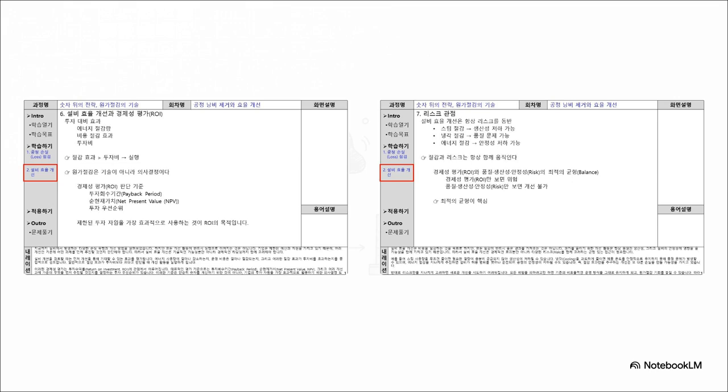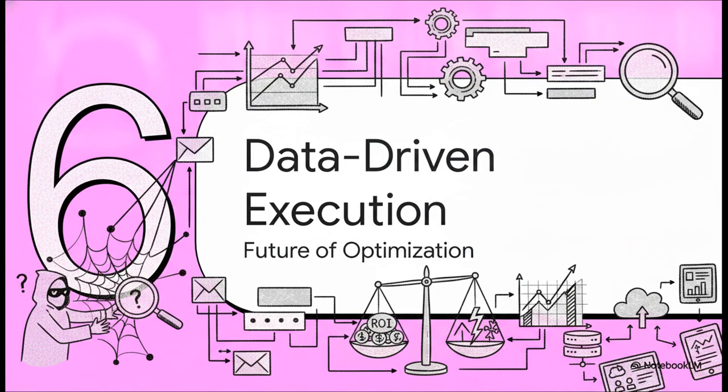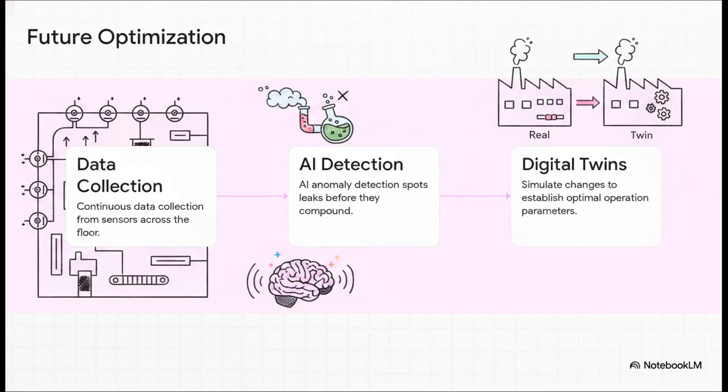But on the flip side, obsessing over risk means you never change anything and you miss out on massive savings. The true goal of an executive here is finding that optimal balance point where you are minimizing waste without sacrificing stability, quality, or safety. And finally, Section 6, executing data-driven cost reduction, the future of optimization. The harsh reality is, human intuition and those periodic walkarounds just aren't enough anymore to catch these invisible thieves and maintain that perfect balance of ROI and risk.